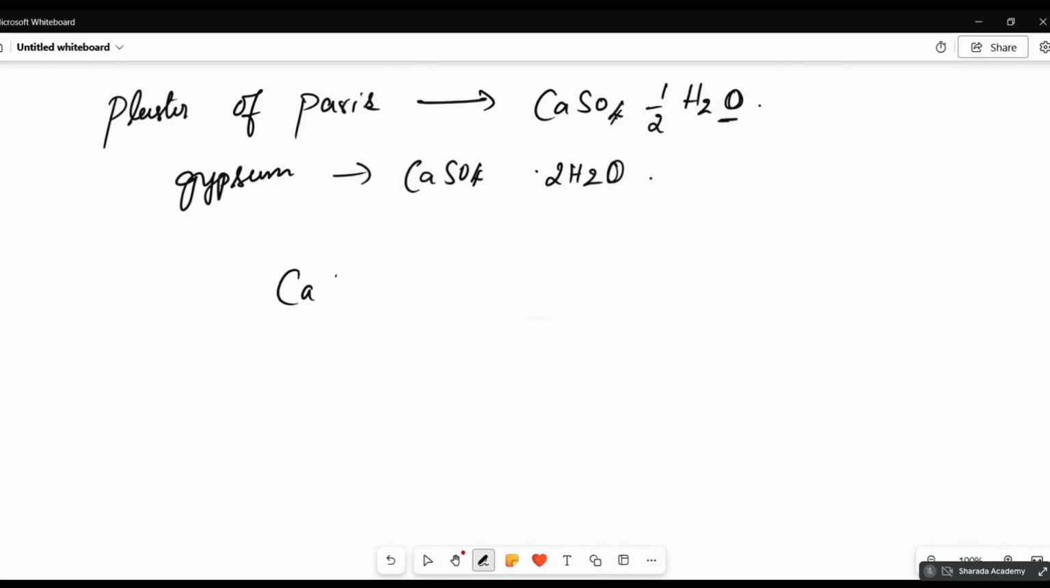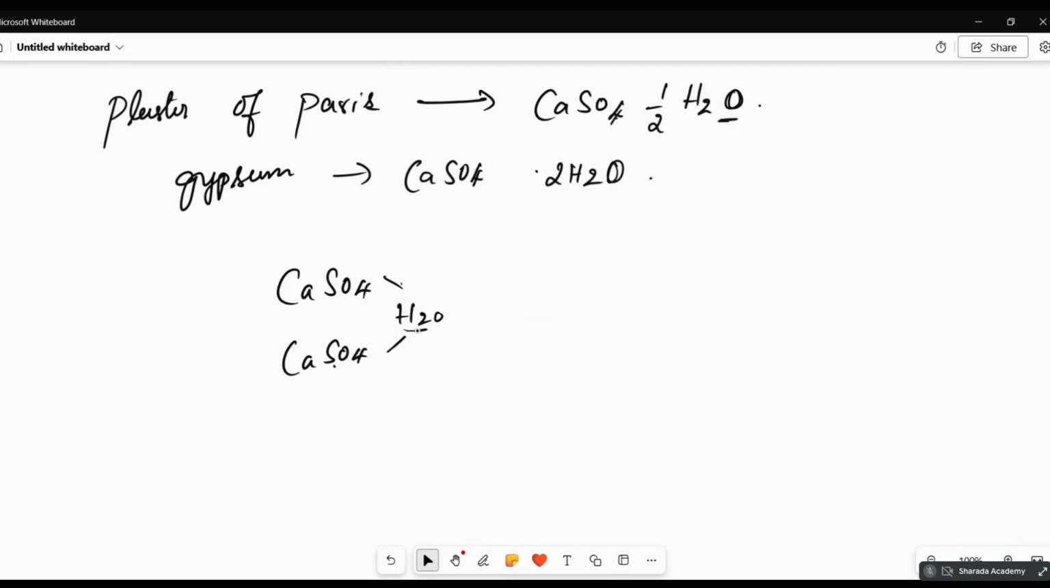See, two CaSO4 molecules combine with one H2O. Each molecule will be like this. That's why it's given as CaSO4 half H2O. Two CaSO4 molecules make a bond with one H2O. So that is plaster of Paris. When you mix some water with it, it becomes gypsum, which is a hard mass.